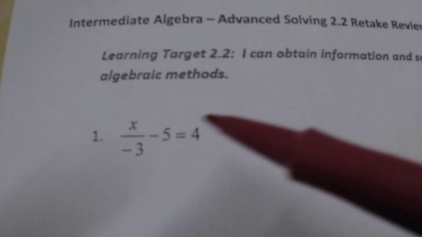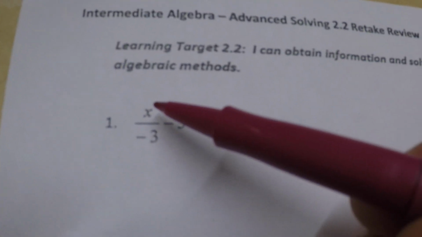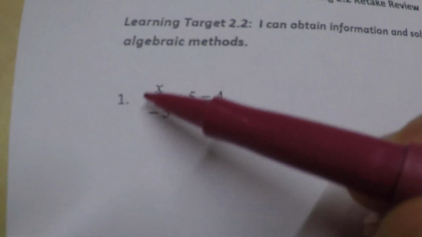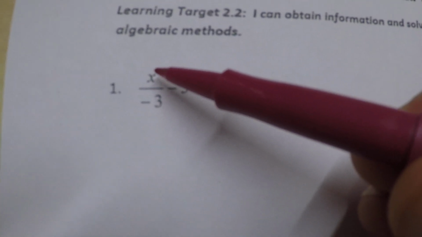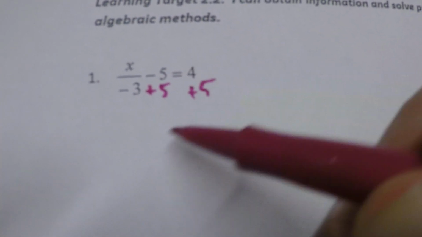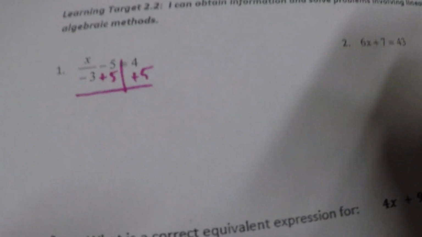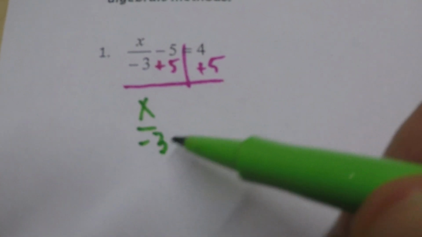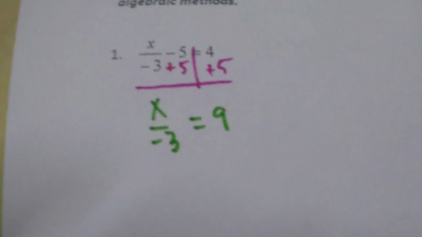The first one, our goal is to get x by itself, right? So this says that x divided by -3 minus 5 equals 4. So I have to undo this side. So I undo the last thing, x divided by -3 minus 5. Last thing I said was minus 5, so I'm going to add 5 to undo it. So that goes away. I get x divided by -3 equals 9.